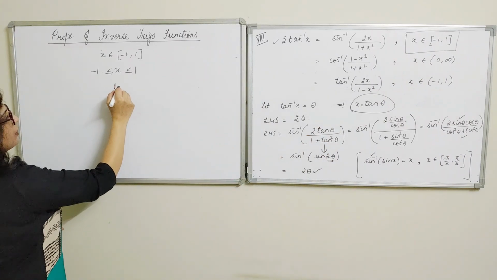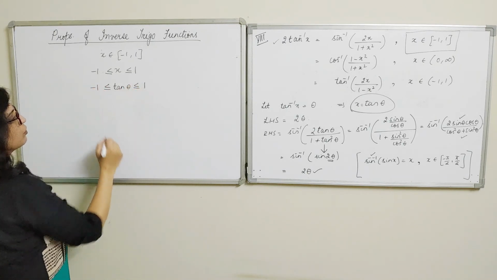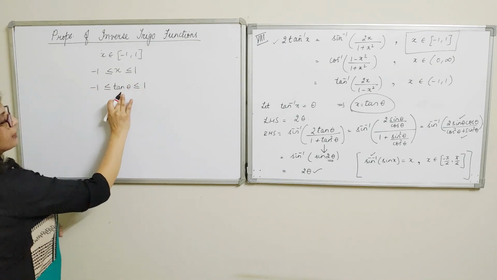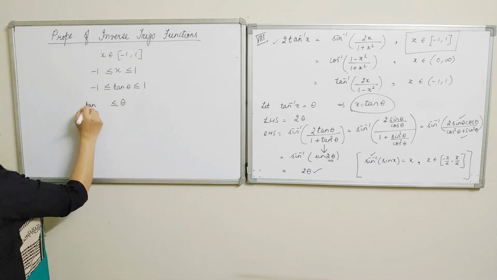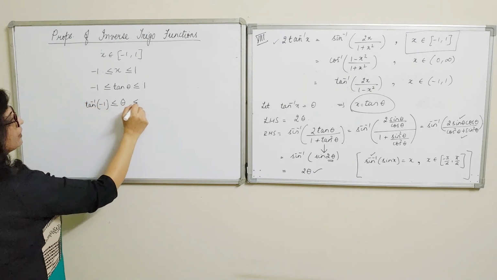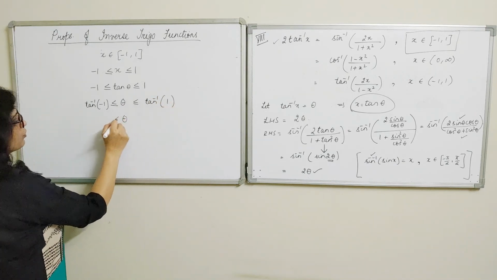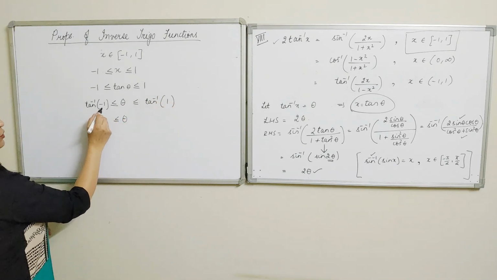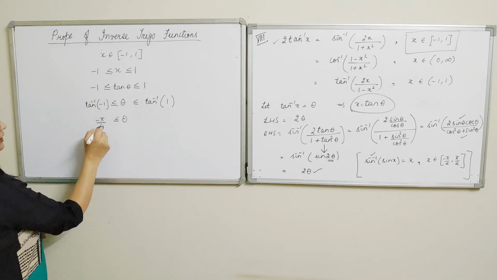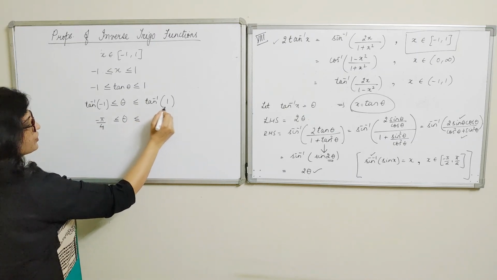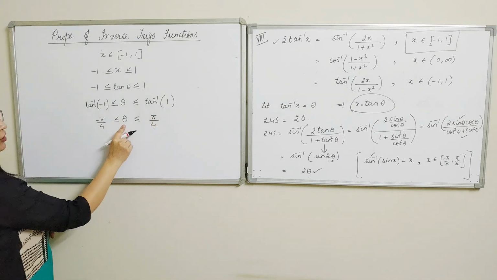So replace: tan theta is greater than equal to minus 1 and less than equal to 1. Now here tan theta is an increasing function, so we can write down theta is greater than equal to tan inverse minus 1 and less than equal to tan inverse 1. And since we know how to find out principal values, value is negative, so it has to be in the fourth quadrant, and in the fourth quadrant the angle is minus pi by 4. Value positive, so the angle is in the first quadrant and it is pi by 4. So this is true for angle theta.